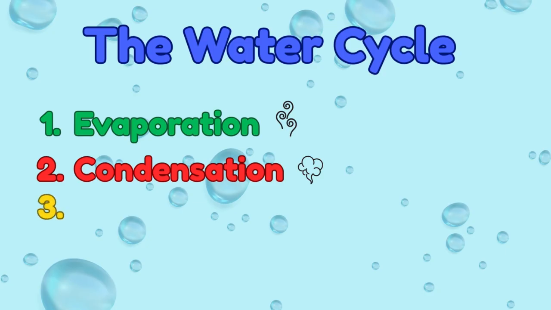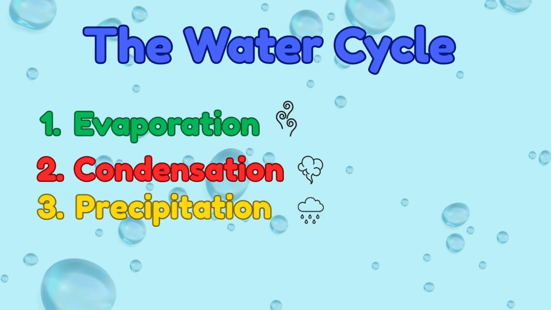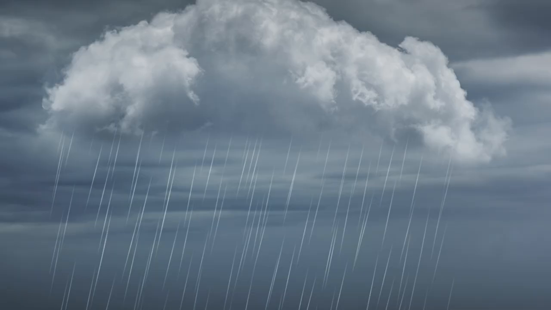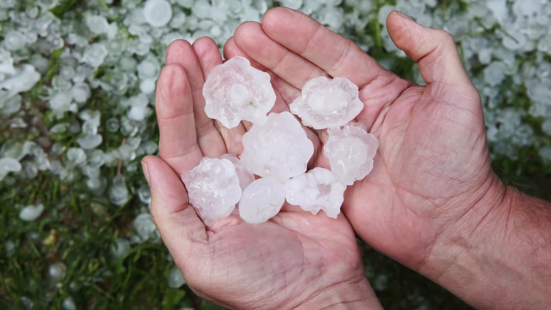Step 3. Precipitation. When clouds get too heavy with water, the drops fall back to earth as precipitation. That means rain, snow, hail, or sleet.